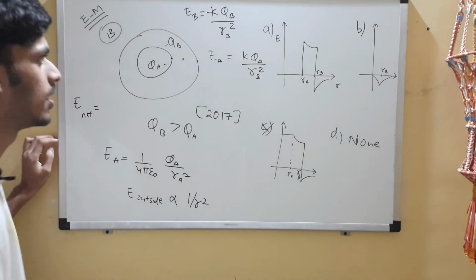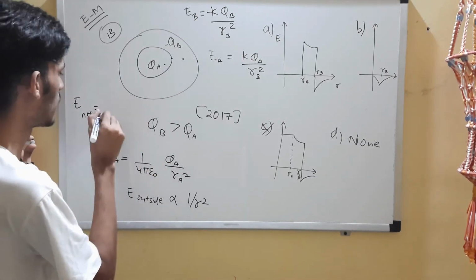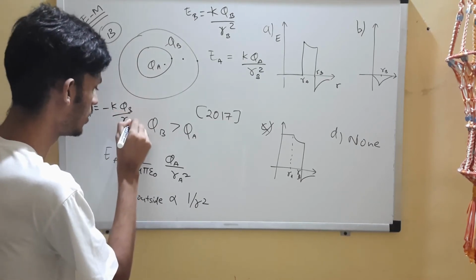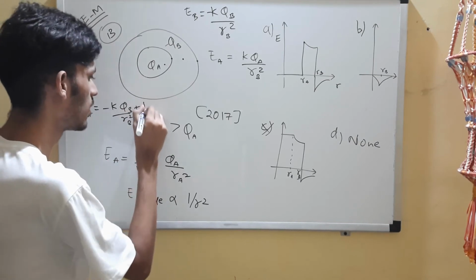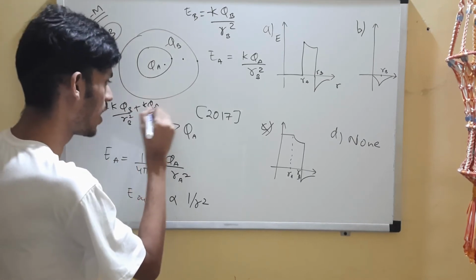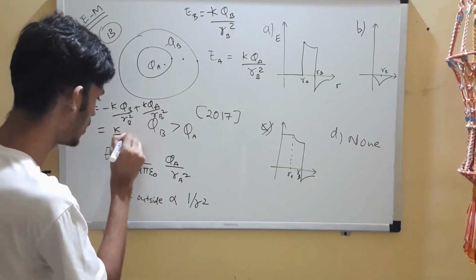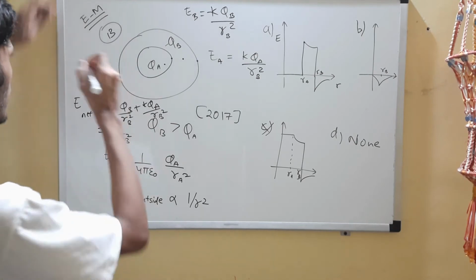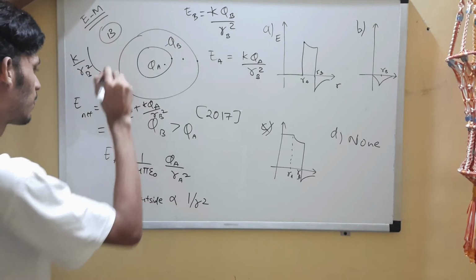So you can see that E will be minus kQB by RB squared and plus kQA by RB squared. Okay, so k by RB squared is common, right? k by RB squared is common.